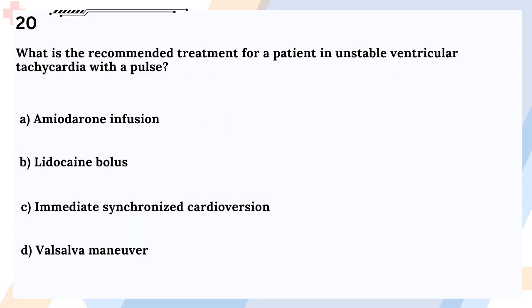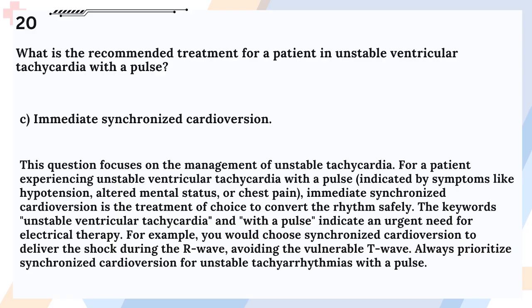Question 20. What is the recommended treatment for a patient in unstable ventricular tachycardia with a pulse? A. Amiodarone infusion. B. Lidocaine bolus. C. Immediate synchronized cardioversion. D. Valsalva maneuver. Answer: C. Immediate synchronized cardioversion.